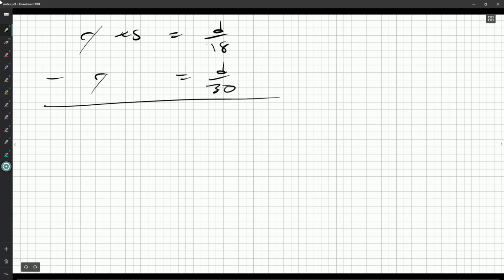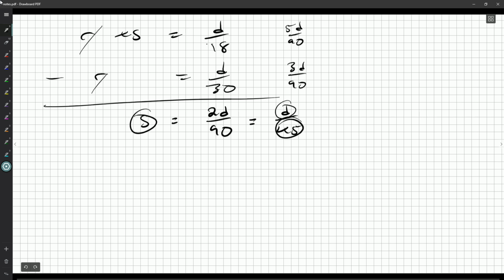Okay, so we have to subtract these two. This one's 18. So subtract R by itself is D over 30. So the R's will go away. You'll be left with S is, so you get a common denominator of 90. So you'll get 2D over 90, because this is 5D over 90, and this is 3D over 90. So that's really the same as D over 45. So we know that his speed is the distance between A and B over 45 minutes.